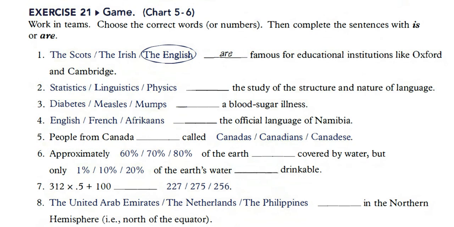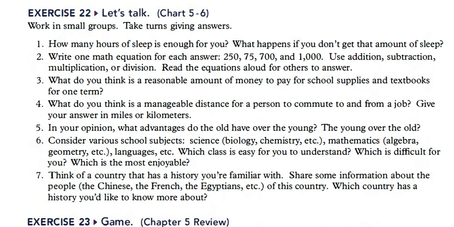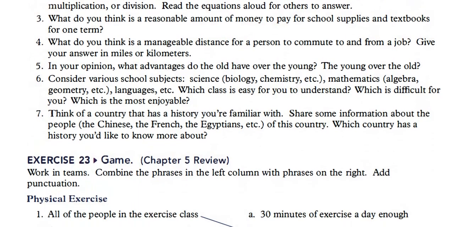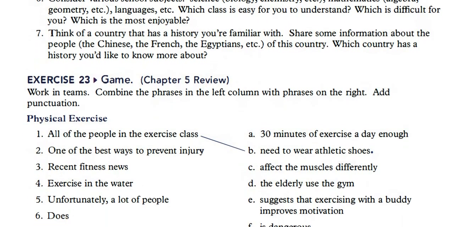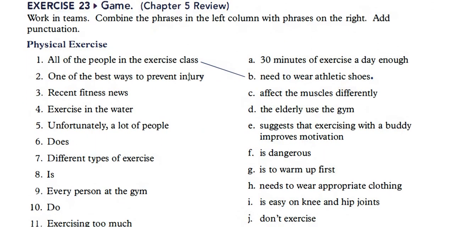So you can continue the answer of all questions. We have here a kind of let's talk exercise for talking. And the last, I think, here for exercise 23, we have chapter review. So working in teams, combine the phrases in the left column with the phrases on the right, add pronunciation or punctuation. All of the people in the exercise class need to wear athletic shoes.